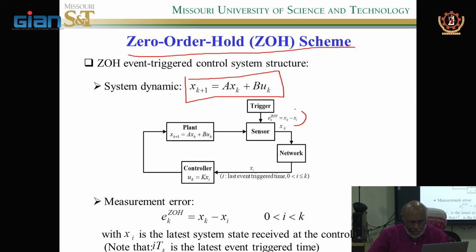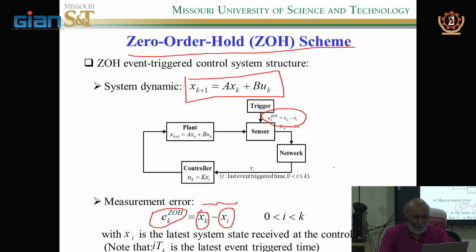You compute the error: the current value of the state minus the previous value of the state at the previous time instant. You are comparing, and that is computed as the measurement error. Your last transmitted value is x_i, the current value is x_k, and you are measuring the error. That error keeps increasing because you are not transmitting, and if the error increases to some value that you know is going to cause instability, then immediately you transmit.